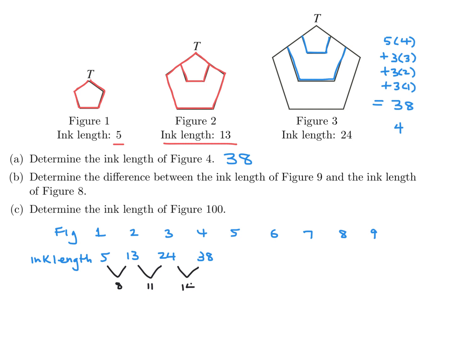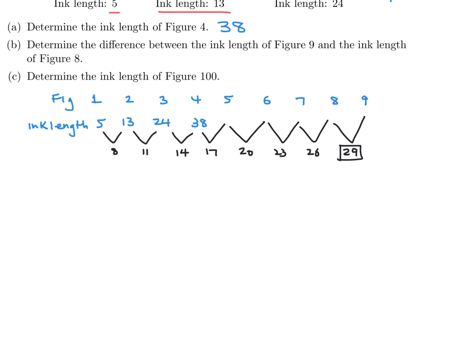Okay, I saw a pattern. It looks like the difference is going up by 3. So the difference from here to here would be 17. The difference from 5 to 6 would be 20. The difference from 6 to 7, 23. 7 to 8, 26. And the difference from 8 to 9 would be 29. Yeah. So I knew there was some sort of a pattern.